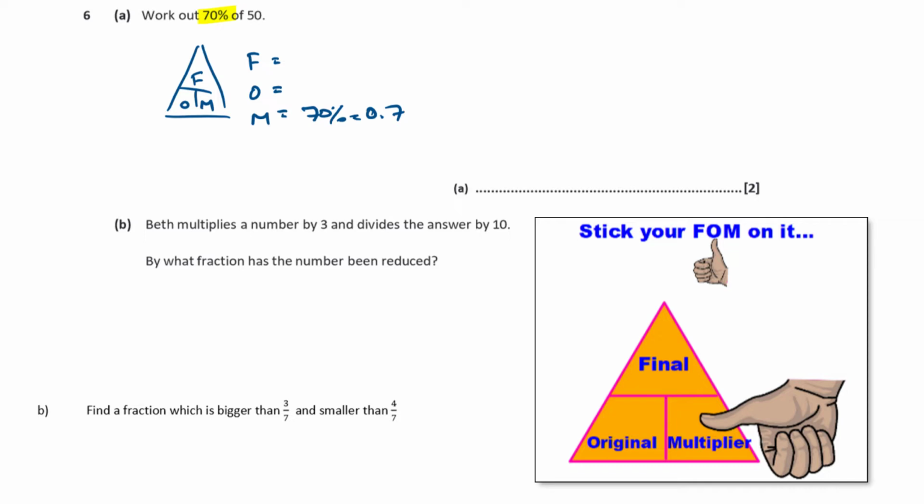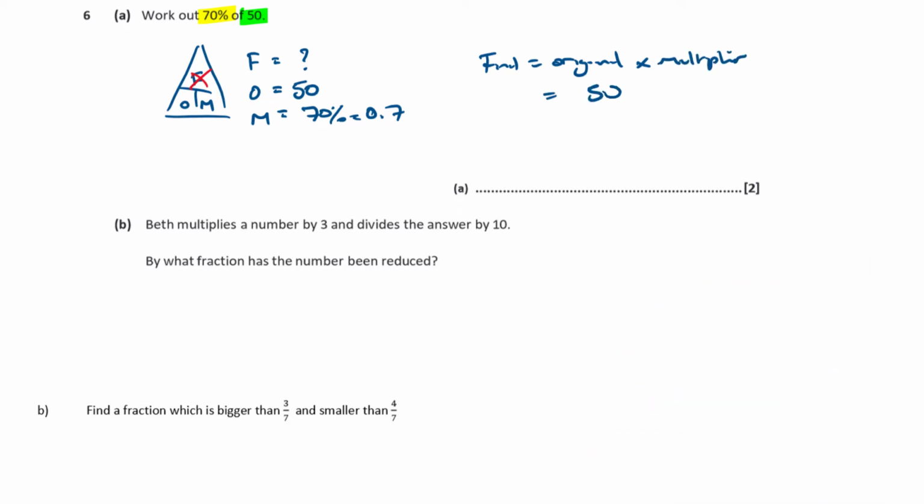Now I want to find 70% of 50. Now 50 is my original value, and I want to work out what the final value is after I've applied the percentage. So original is 50, and I want to find the final. Covering up the thing I want to find, which is the F, it tells me what to do with the other two things. O times M. So final equals original times multiplier, which is 50 times 0.7. Okay, so reaching for a calculator. 50 times 0.7 comes out to be 35. So 70% of 50 is 35.